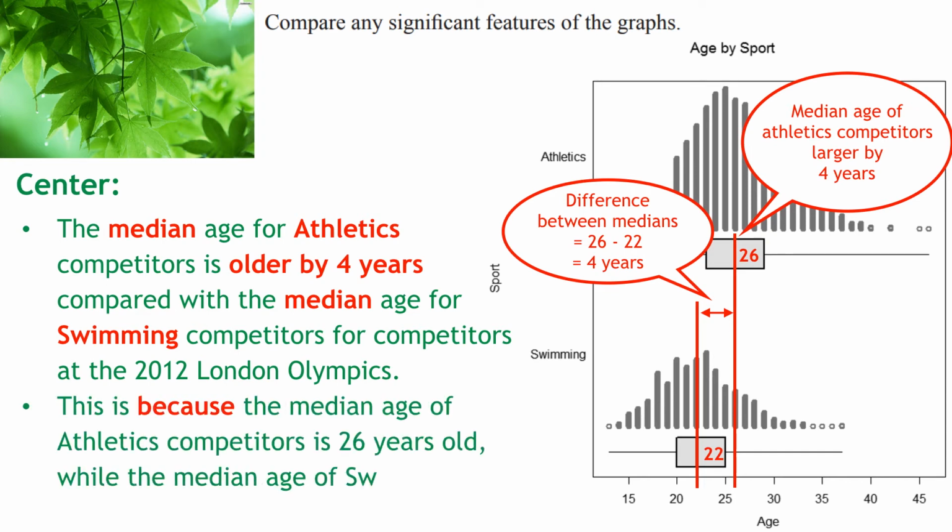And then my justification, because the median age of athletics competitors is 26 and the median age of swimming competitors is 22 years old. So that's my evidence, or my justification and proof.